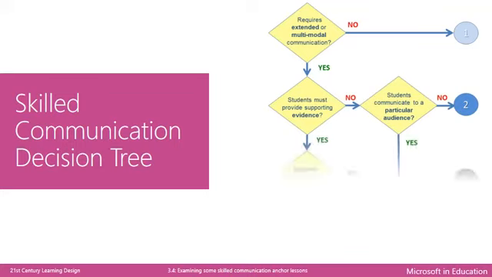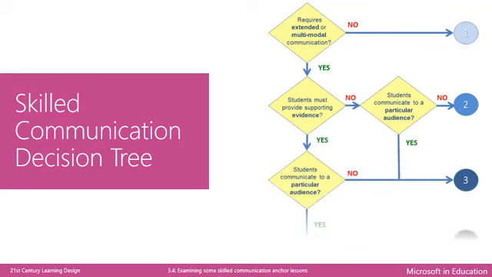The decision tree is built around 3 questions, and each question corresponds to a big idea in skilled communication. So the first question asks if the learning activity requires students to produce extended or multimodal communication. Remember, the requirement is just for one of these criteria, extended or multimodal communication, not both. If the answer to this question is no, and students are not required to produce extended or multimodal communication, then the learning activity is coded as a 1.